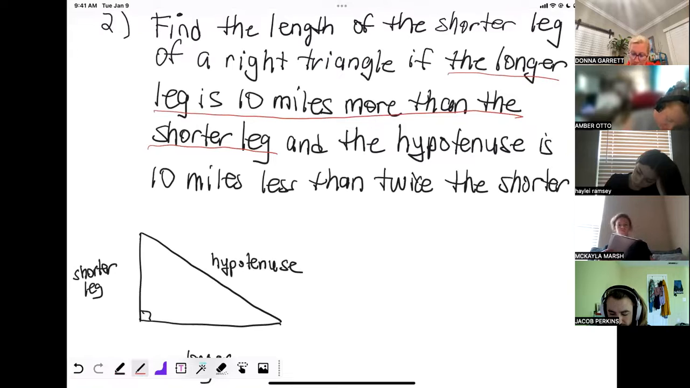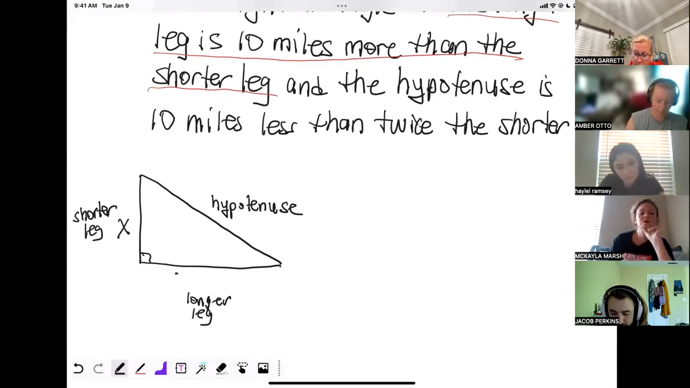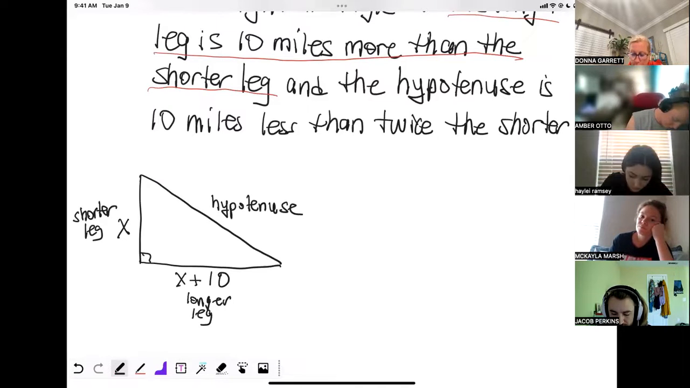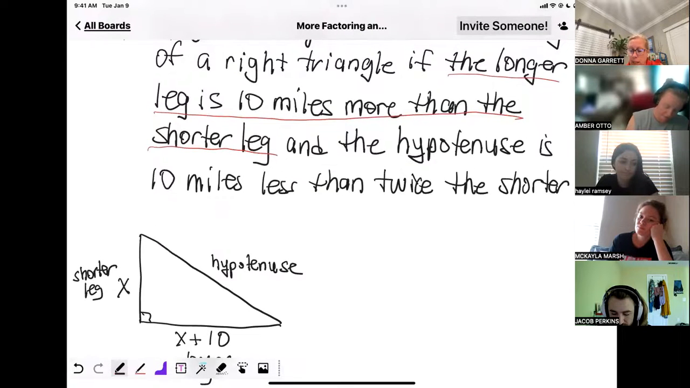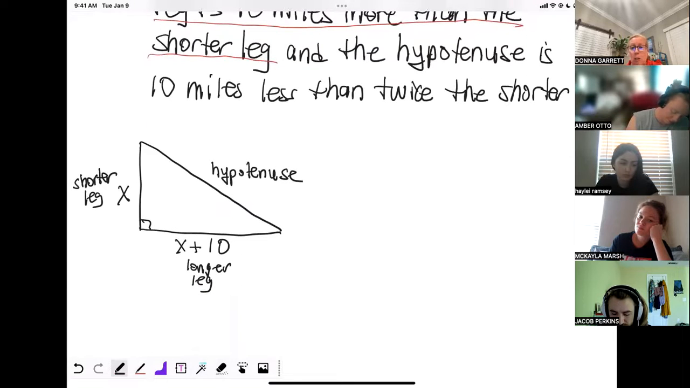All right, when that happens, you make whatever you're comparing to your X. So the longer leg is compared to the shorter leg. So the shorter leg is X. The longer leg is 10 miles more than the shorter leg. So you could do 10 plus X or X plus 10. Usually I put the X first. So I took the shorter leg and I'm adding 10 miles. So the shorter leg is X. The longer leg has to be X plus 10.